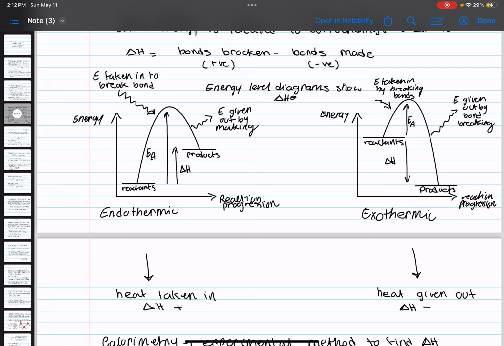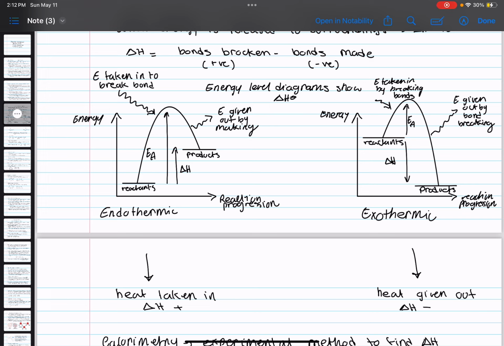We have energy level diagrams that show energy taken in and energy given out during the progression of the reaction. So we have energy on the y-axis, and on the x-axis we have reaction progression. For endothermic, we start with reactants lower than the products, and for exothermic, we start with reactants higher in energy level than the products.